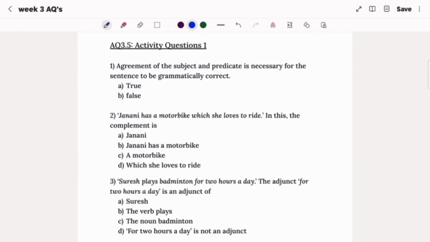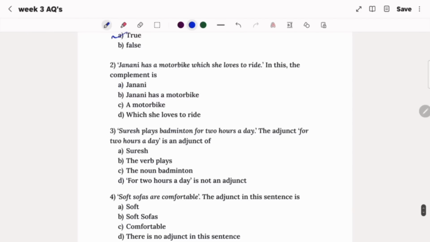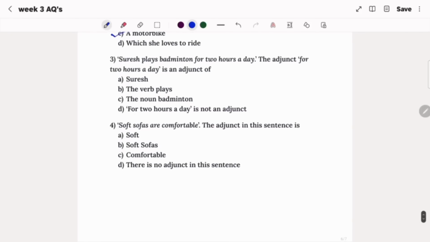agreement of the subject and predicate is necessary for the sentence to be grammatically correct. True. In English, there is an agreement between subject and predicate as we discussed. Second question, Janani has a motorbike which she loves to ride. They're asking for the complement, like the object. Janani has a motorbike. So the answer is a motorbike.